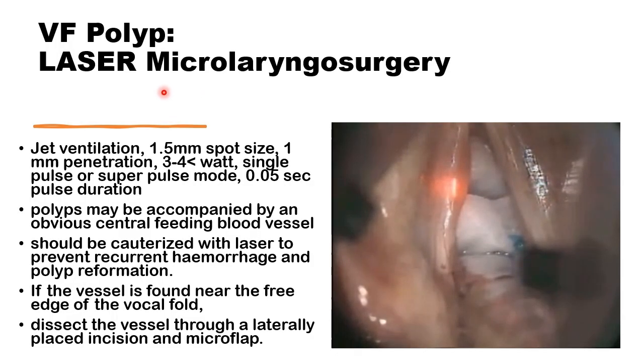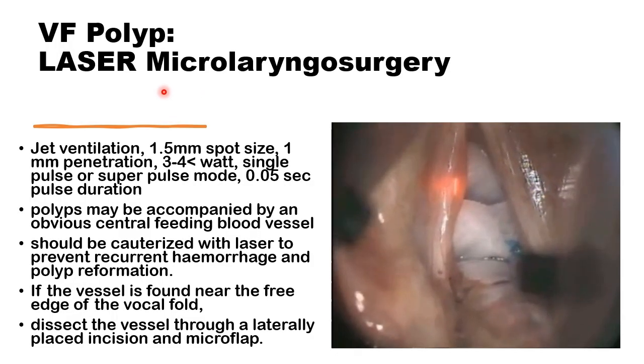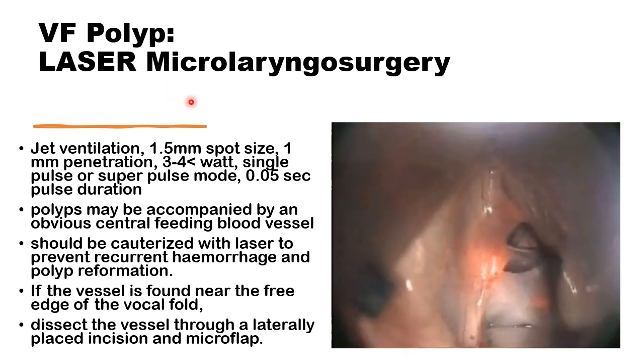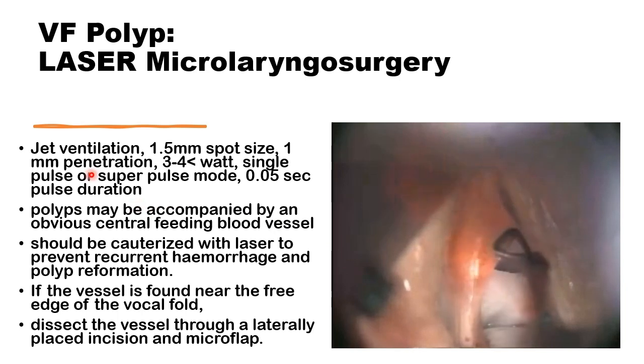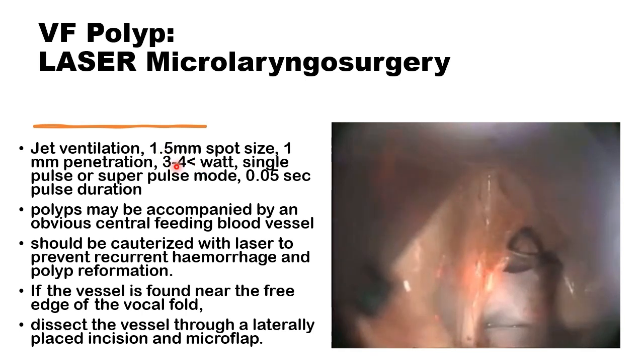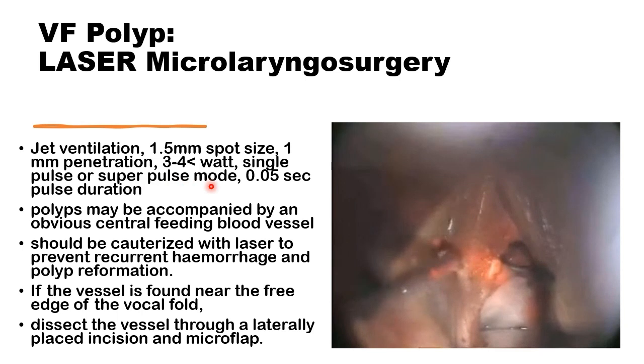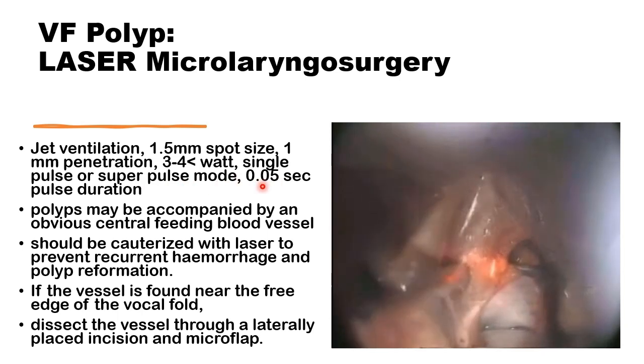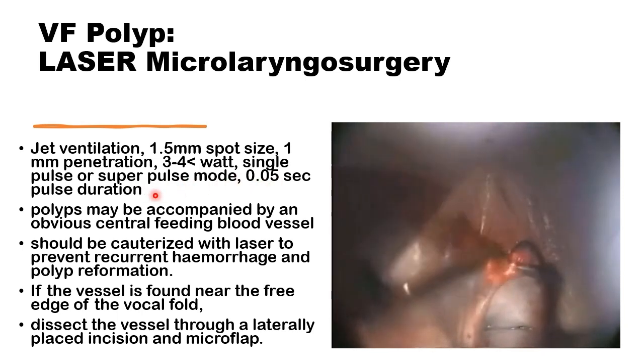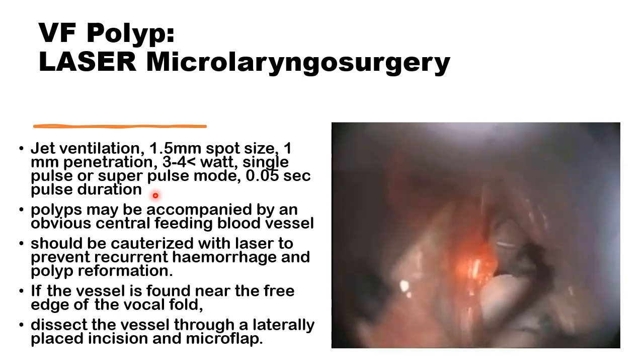We move now to the laser in specific vocal fold pathologies, starting with vocal fold polyps. The settings here would be through a jet ventilation, a 1.5 millimeter spot size, because it's a line in here, with a penetration of only 1 millimeter. The watts would be either 3 or 4, single pulse or super pulse mode with 50 milliseconds pulse duration and about 300 or 500 milliseconds off.